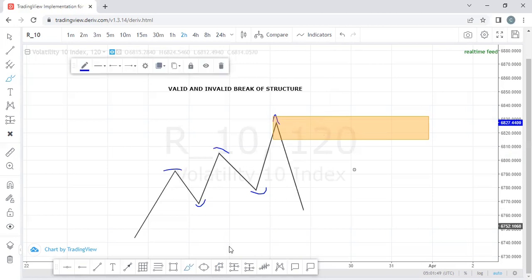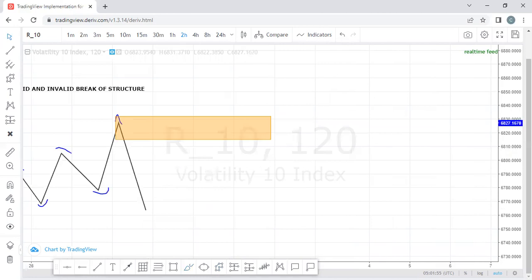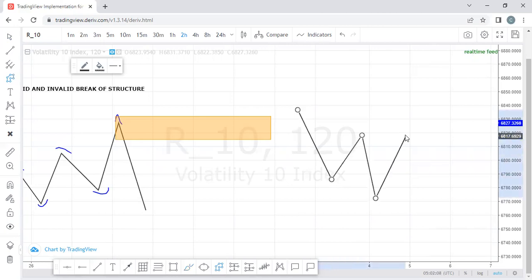Then for a bearish market, you know how it goes. It's the reverse. This is how to get a valid BOS. For a bearish scenario, you see the market doing something like this, going up, going down, going up, going down. So this market is doing lower high, lower low, lower high, lower low.